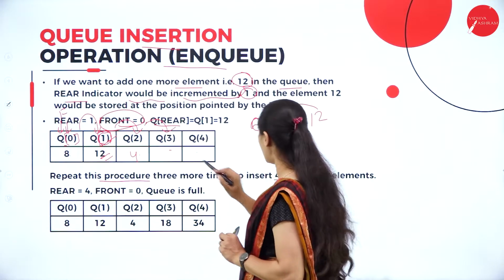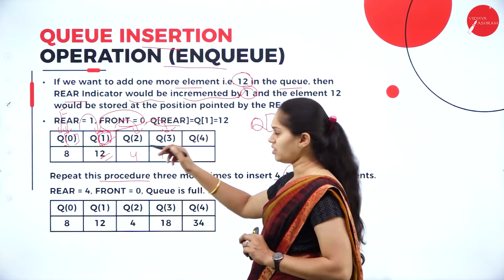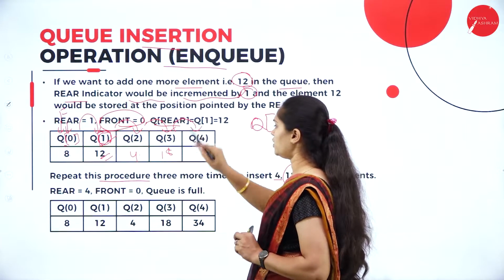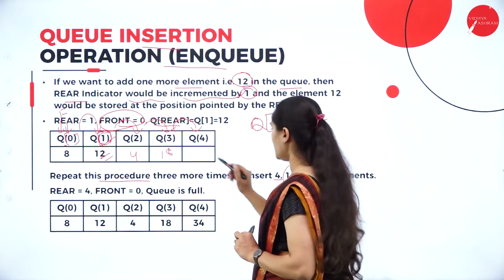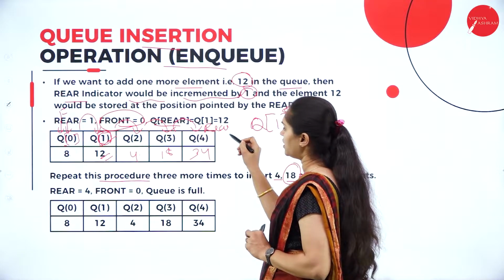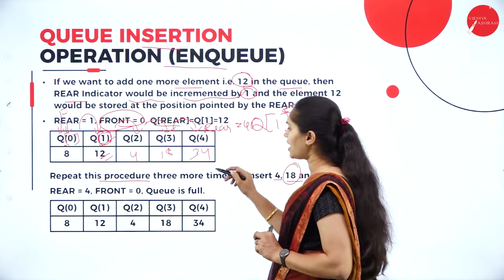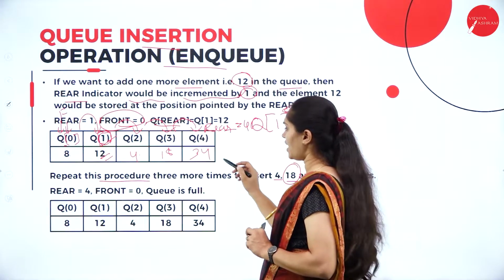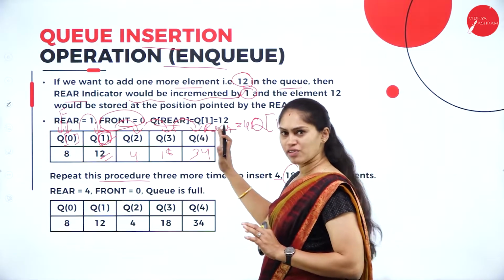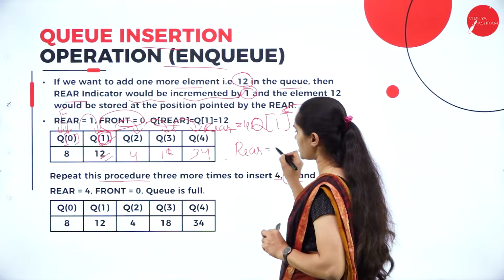If I want to insert one more element, 18, at that time rear will be incremented by 1. Again Q of 2 becomes Q of 3 for the rear pointer. And if I want to add one more element, 34, then the rear pointer will be at this location. So now rear is equal to 4. Rear is at 4, the last position, as we know that we have created a Q of only 5 elements, and it is at the end of the 5th element. So the rear pointer is equal to, what is that?